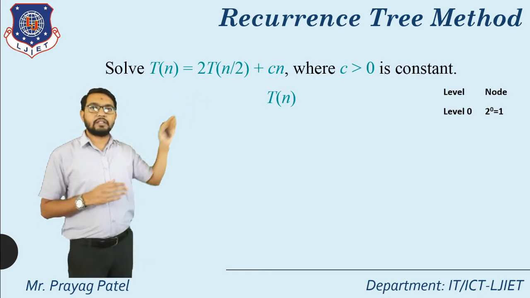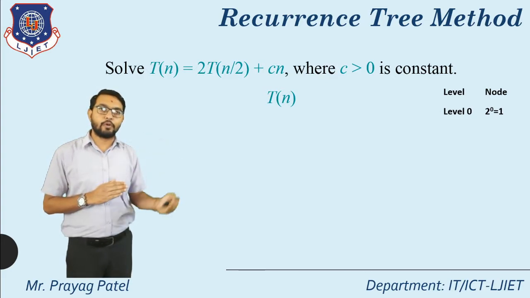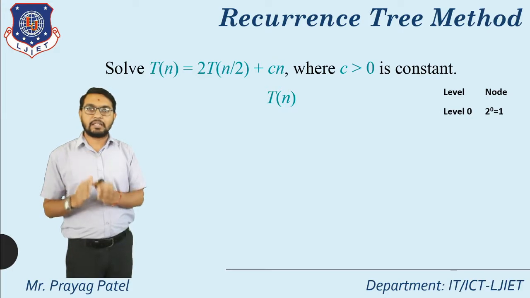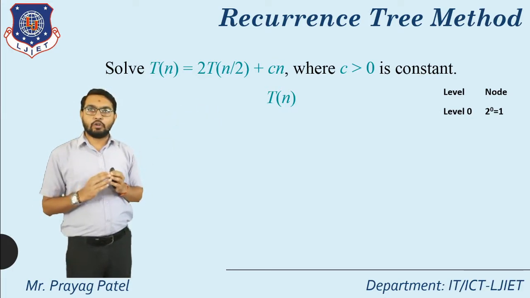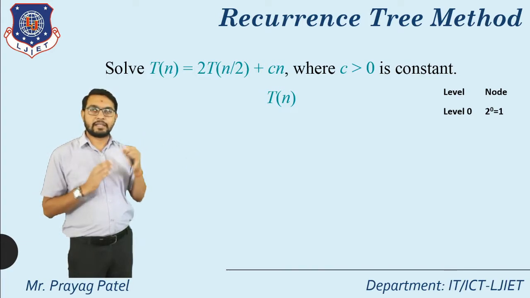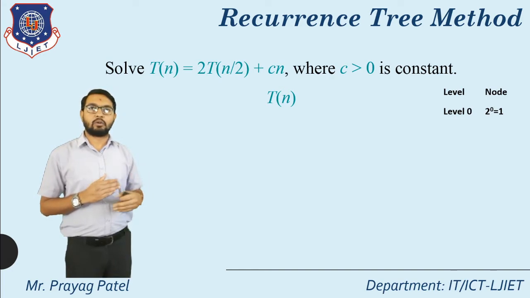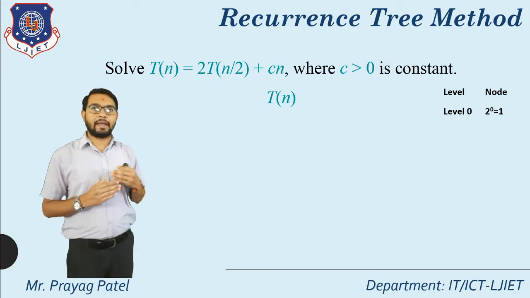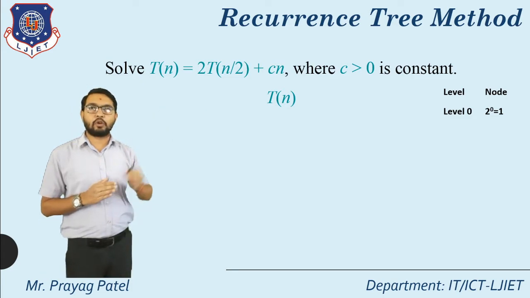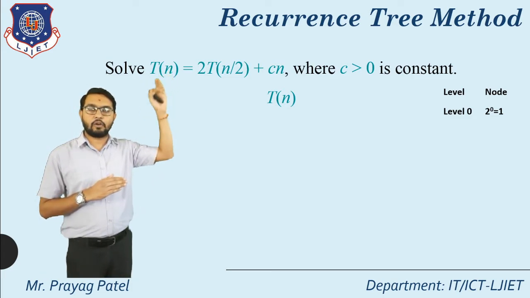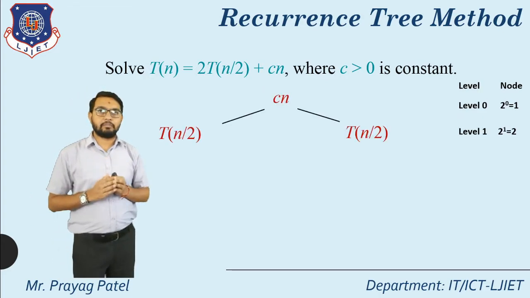On this slide we also mention the level name and how many nodes are represented at each level. So level 0 has 2^0 nodes, level 1 has 2^1 nodes, level 2 has 2^2 nodes, like this. So initially the starting point is T(n), because the given relation is in the form of T(n). Now what is the cost of T(n)?